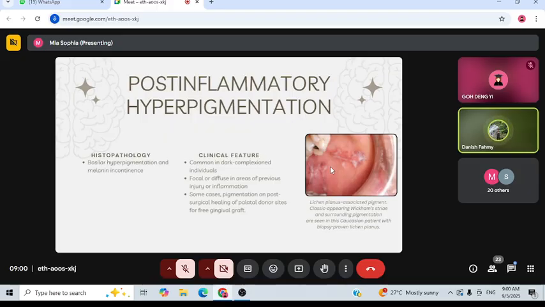Next is post-inflammatory hyperpigmentation. For histopathology, there is basilar hyperpigmentation and melanin incontinence. For the clinical features, it is common in dark-complexioned individuals, focal or diffuse in areas of previous injury or inflammation, and in some cases also pigmentation on post-surgical healing of palatal donor sites for free gingival graft.